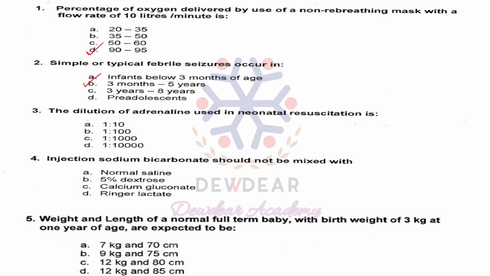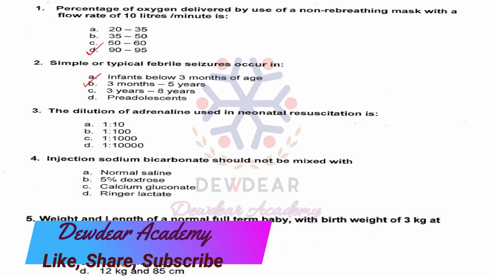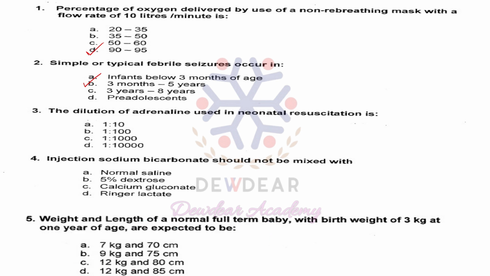Then the third question, the dilution of adrenaline used in neonatal resuscitation is. Options are 1:10, 1:100, 1:1000, 1:10,000. What is the dilution of adrenaline used in neonatal resuscitation? The answer here is 1:10,000. 1:10,000 dilution is used in neonatal resuscitation. So option D is the correct answer.